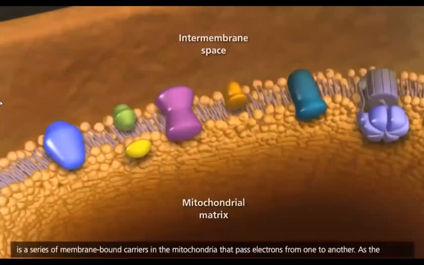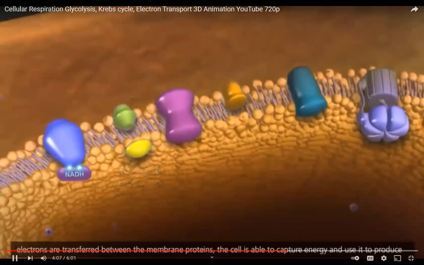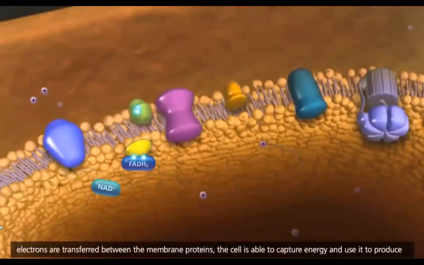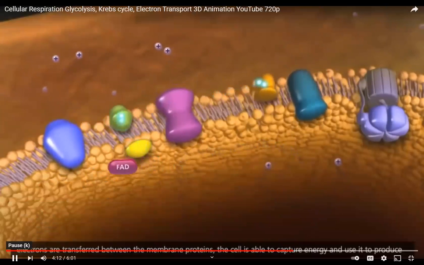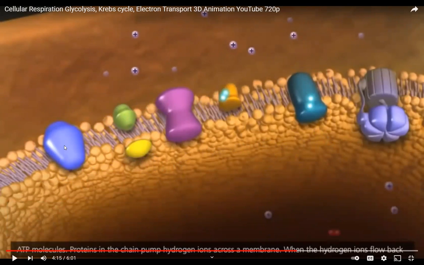The electron transport chain is a series of membrane-bound carriers in the mitochondria that pass electrons from one to another. As the electrons are transferred between the membrane proteins, the cell is able to capture energy and use it to produce ATP molecules. Okay, so what you guys can see is these little white dots are the electrons, these little plus dots, those are the hydrogen ions, the H pluses, okay? Remember, the NADH plus H pluses and the FADH2s, that's what they're carrying, electrons and hydrogens.